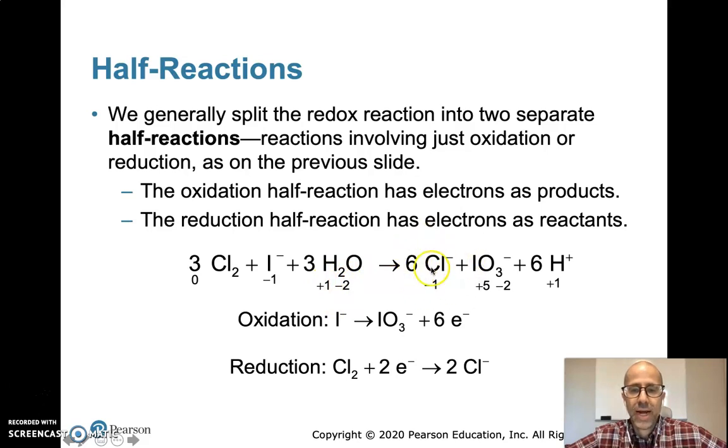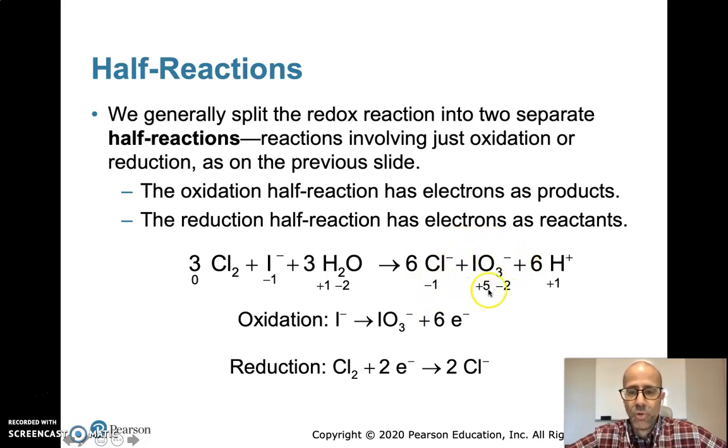Then you've got the chloride ion. So the chloride, again, a monatomic ion, has the same oxidation state as the charge. So here the chloride ion is a -1, so the oxidation state is a -1.